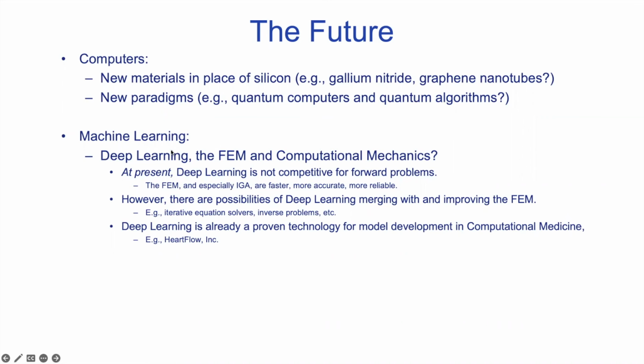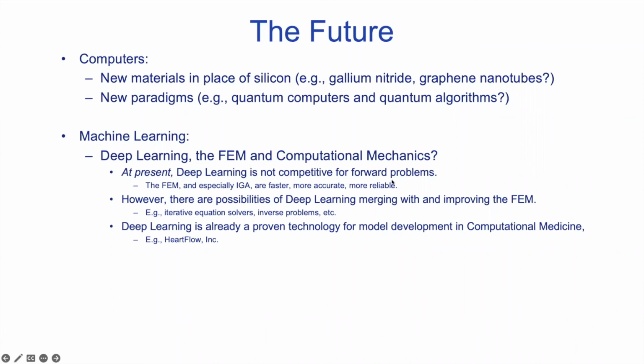Now, machine learning, okay, where is it going to go? That's the big question. At present, it's not competitive for forward problems in computational mechanics. Finite element methods, especially IGA, are faster, more accurate, more reliable. And there are many, many examples that I'm aware of that.